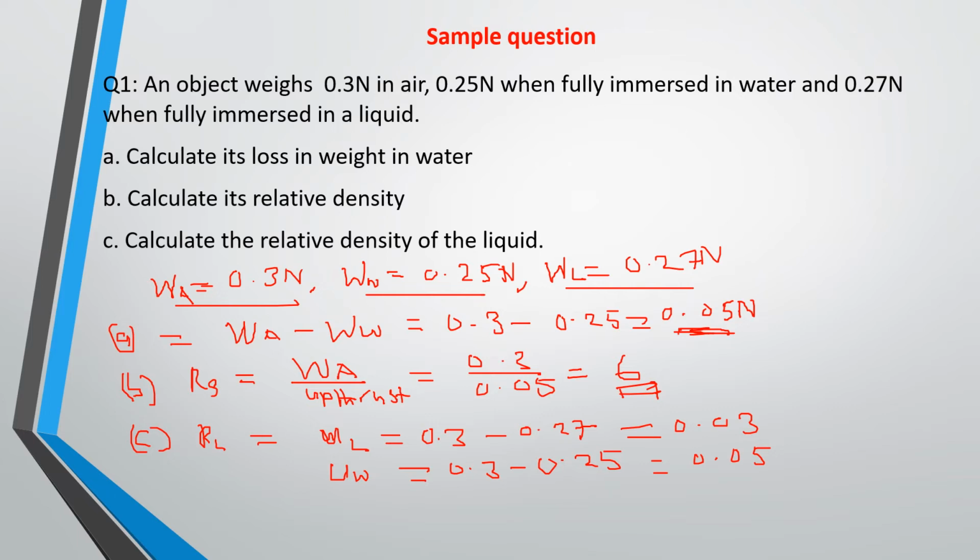Okay, so this is what you will have. Now you say that the relative density of the liquid is equal to upthrust in liquid, 0.03, over upthrust in water, 0.05. So by the time you divide that out, you are going to have 0.6. So this is equal to the relative density of the liquid. Okay, so this is how to apply those equations that we called before to solve problems on relative density and upthrust. In case you have a question on relative density or upthrust, upthrust is weight in air minus weight in water, or weight in air minus weight in liquid, as the case may be. Okay, so this is how to apply this equation.